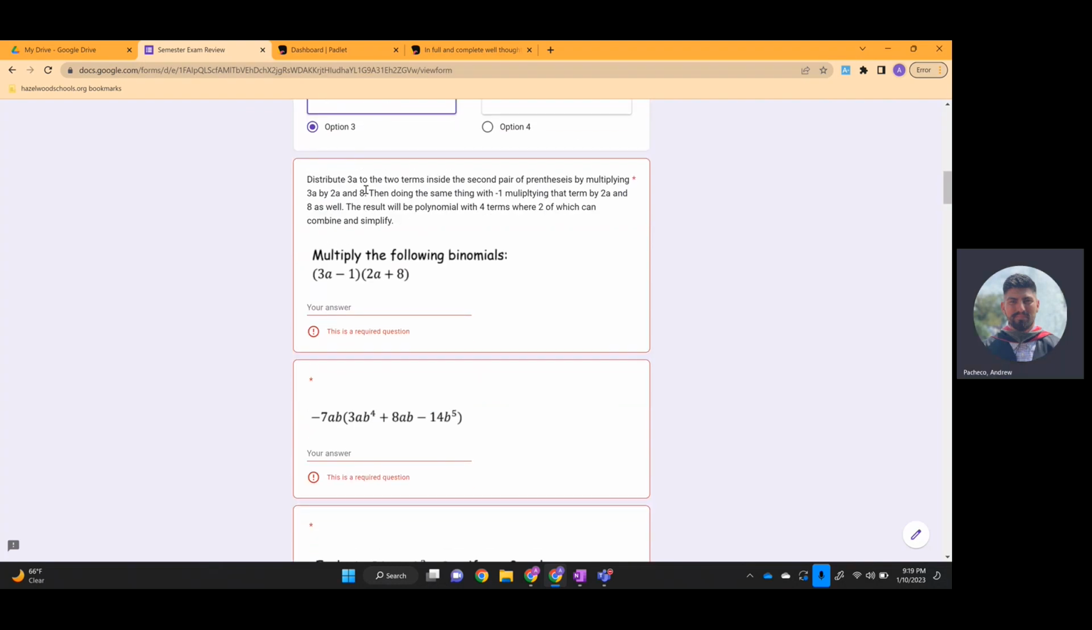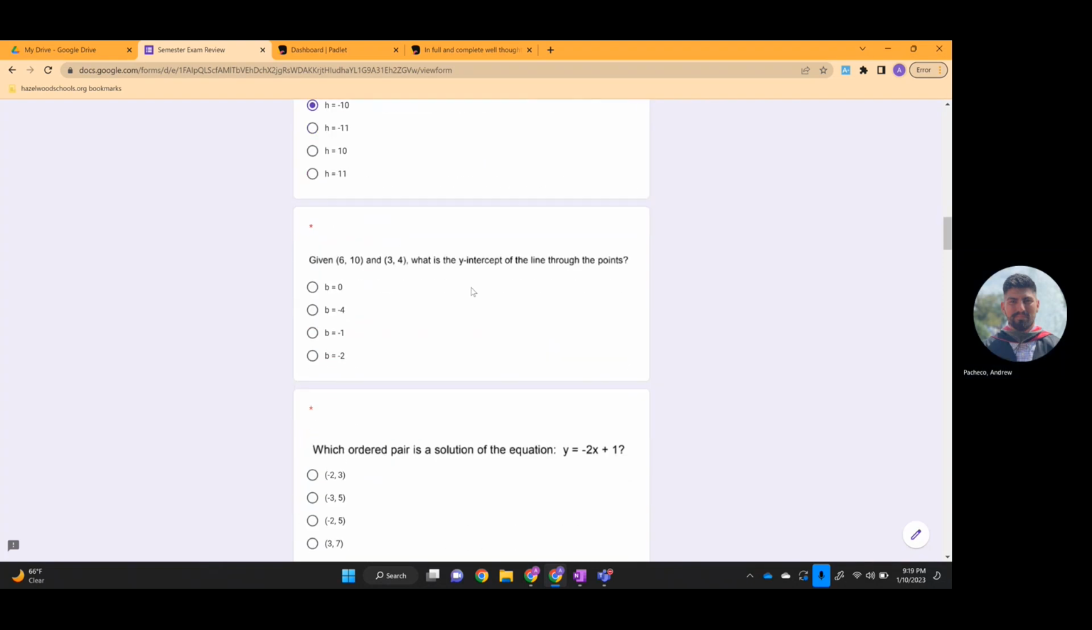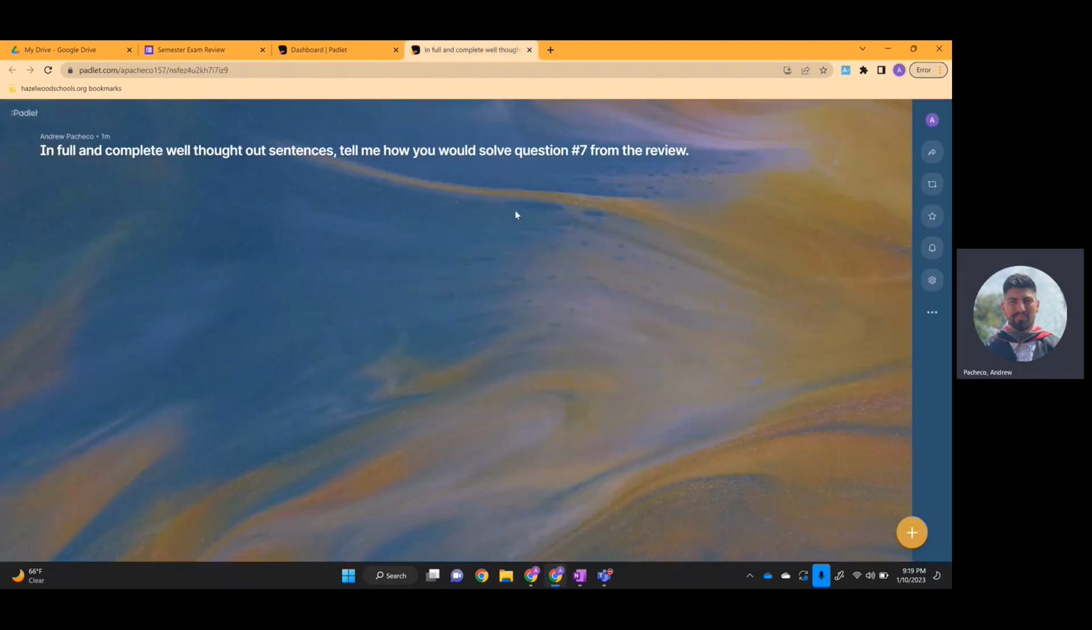Going back to my example, for multiplying binomials, I wrote out all the steps that I would take. So I want you to do the same thing for this question, but instead of replying in our Google Forms, I want you to do it in our Padlet. So I said you'd have about 3 minutes. We've spent about 1 minute and 30 seconds, so I'll give you about another 1.5 minutes to do this.